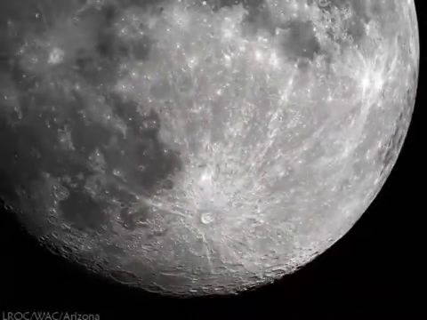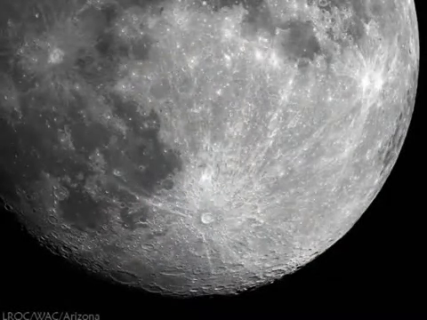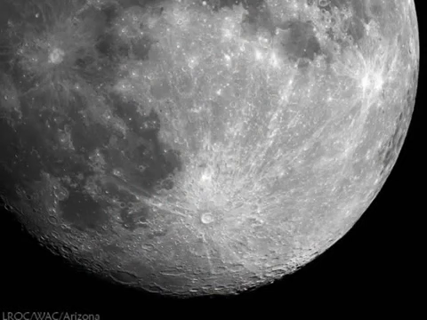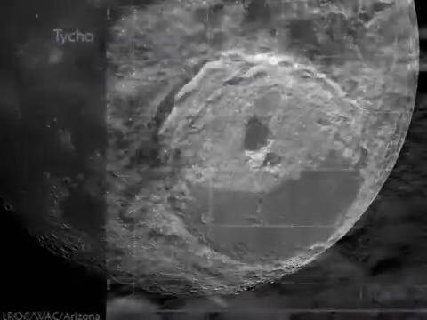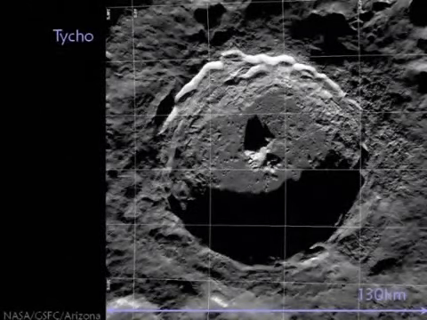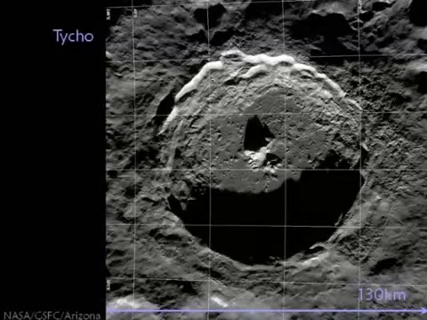So, for example, Tycho here, a large, relatively young crater on the surface of the Moon. This is what it looks like with the Lunar Reconnaissance Orbiter, LRO, and you can see it's got that rebound peak in the middle. It's a large crater.